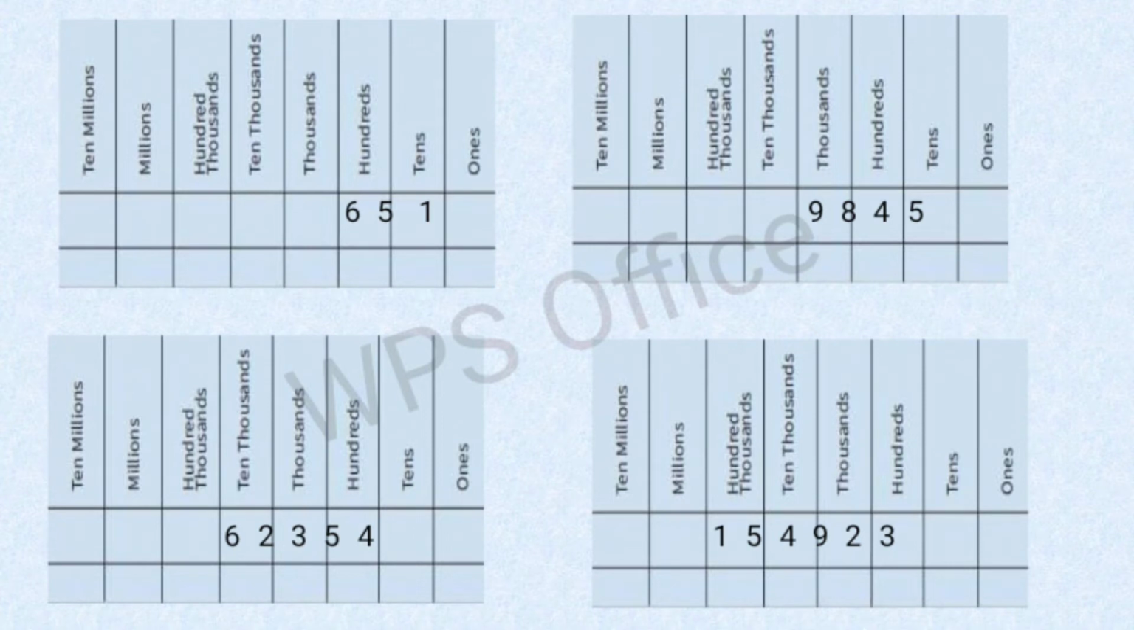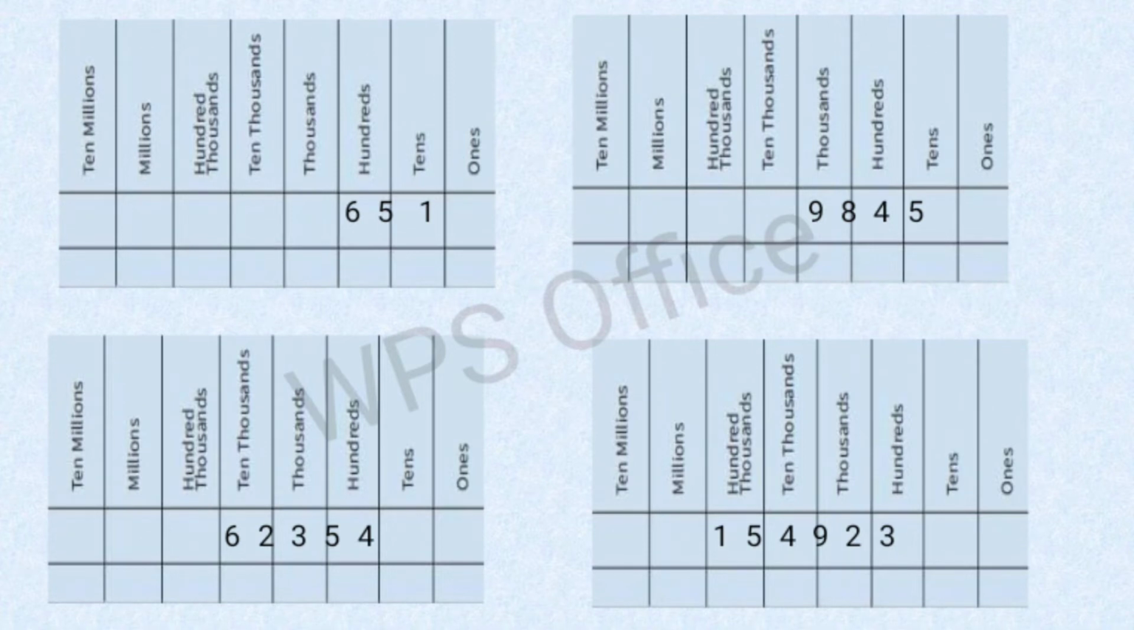Let's look at the answer of the second question. 9,845. What is the expanded form you have written for answer B? Yes, 9,000 plus 800 plus 40 plus 5. Question number C. 62,354. What is the expanded form you have written for answer C? Is it 60,000 plus 2,000 plus 300 plus 50 plus 4?